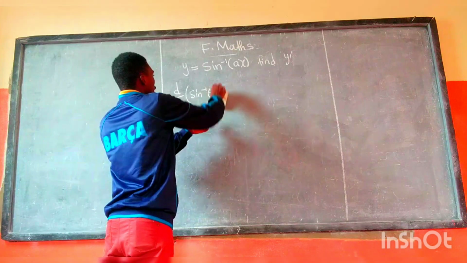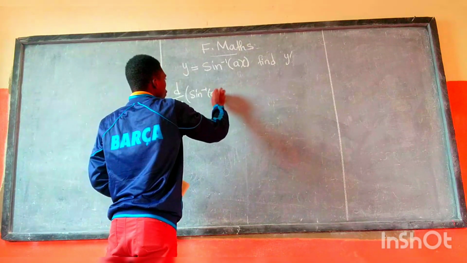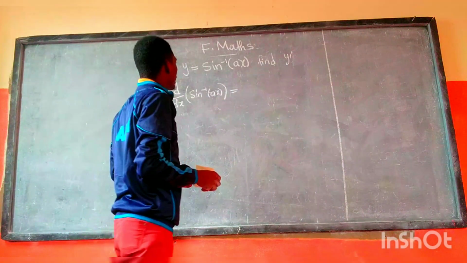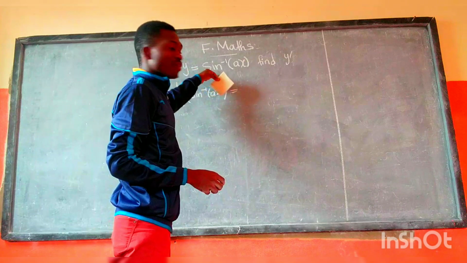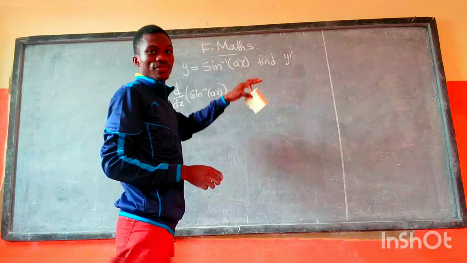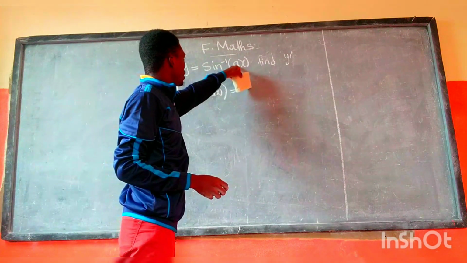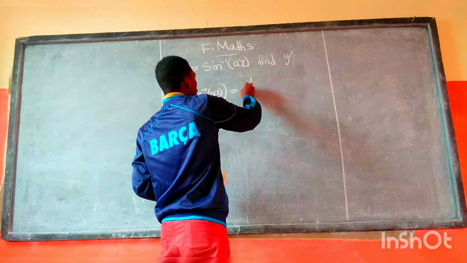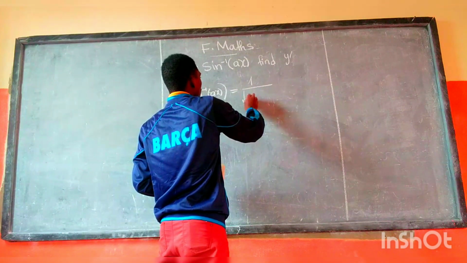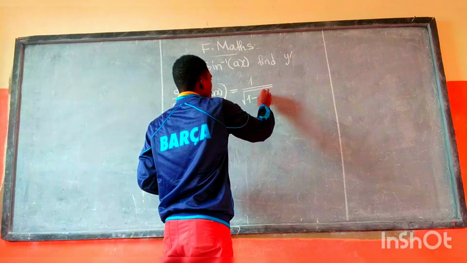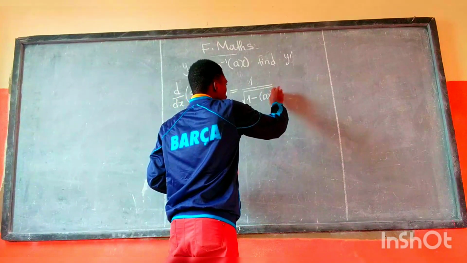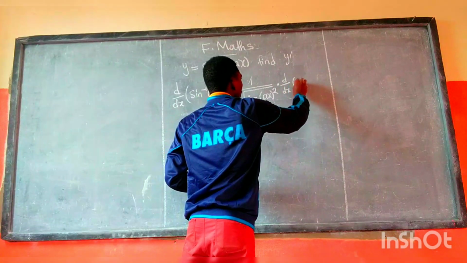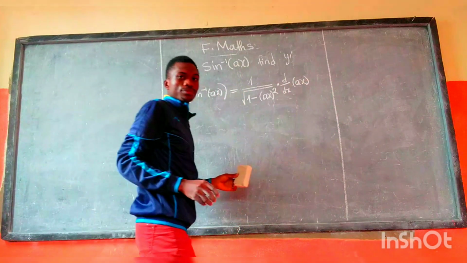the derivative of sine inverse of ax will be equal to the derivative of the sine inverse function times the derivative of ax. So it is going to be 1 over the square root of 1 minus ax, all that squared, then times the derivative of ax with respect to x.